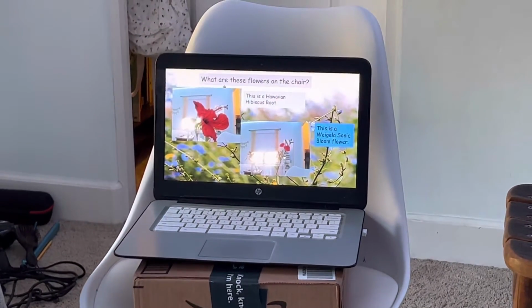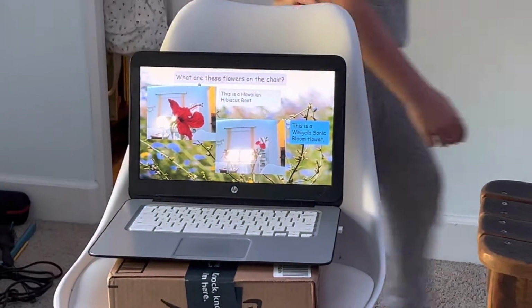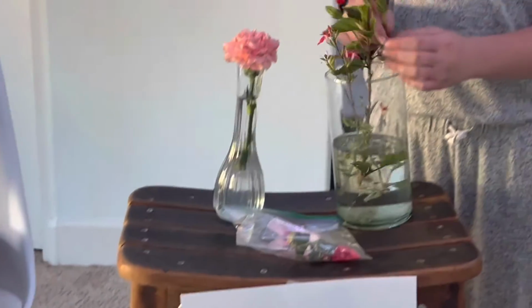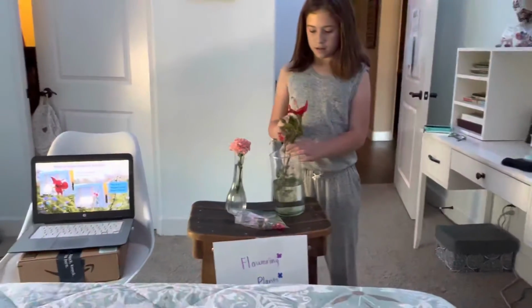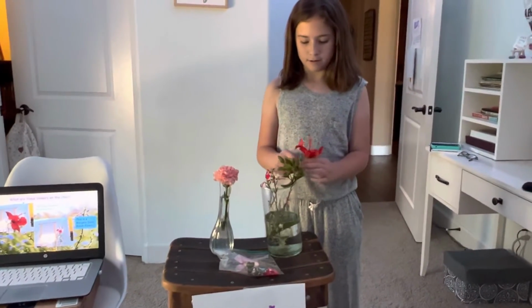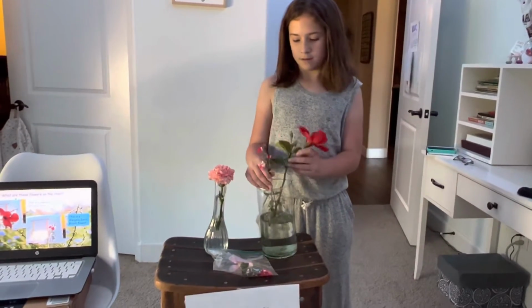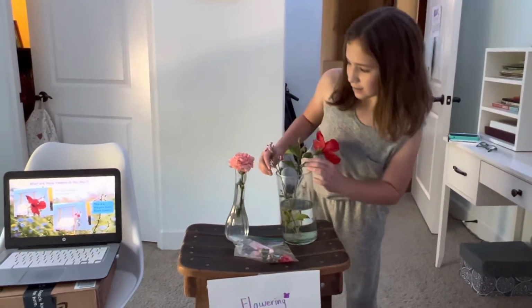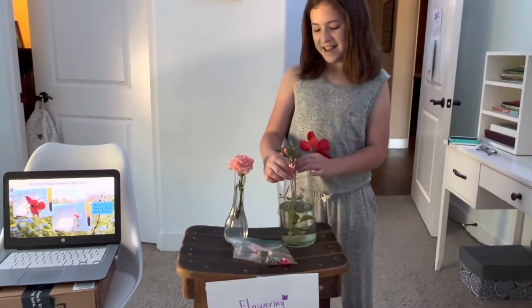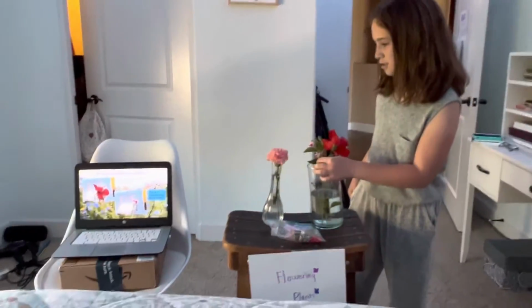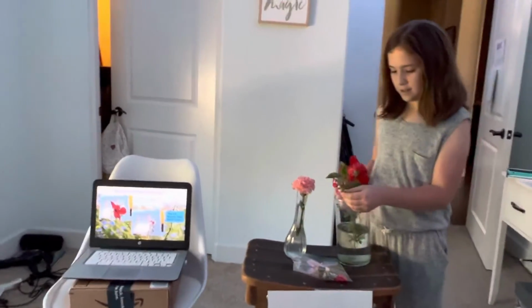What are the flowers on the chair? So I have a bunch of flowers right here. First of all, there's this flower right here. It's a Hawaiian hibiscus. It's a Hawaiian flower. It's starting to die, so I picked it. Then we have these. And they are Welgia sonic bloom flowers. They're pretty small.